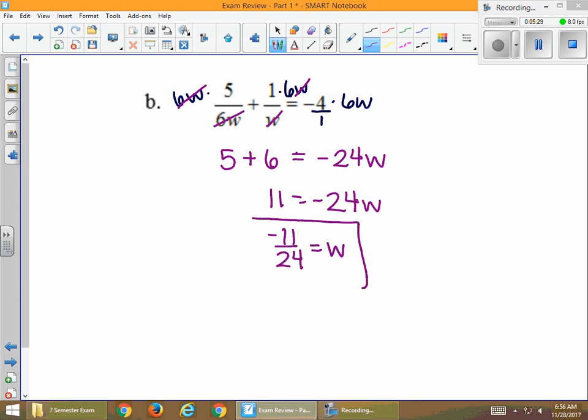You always want to keep an eye out for excluded values, especially on a multiple choice test, since you're not going to get partial credit if you pick the wrong answer. You could just be forgetting the excluded value, so it's something to keep in mind. Here, we set all of our denominators equal to 0. Our excluded value is w cannot equal 0. So negative 11/24 is a solution that will work for us. That was a lot simpler than A.